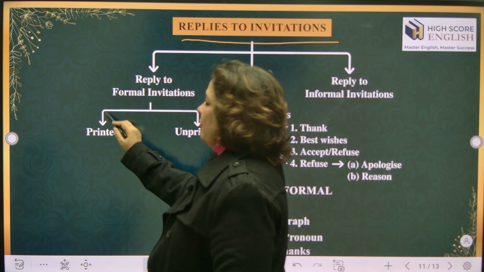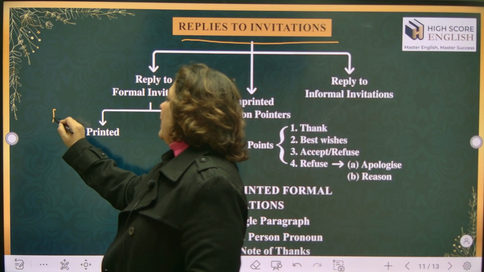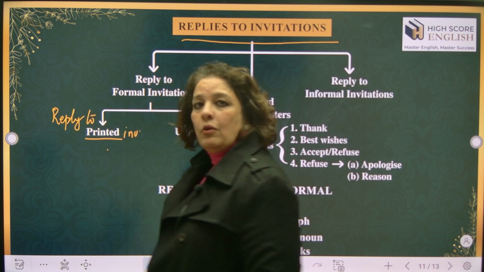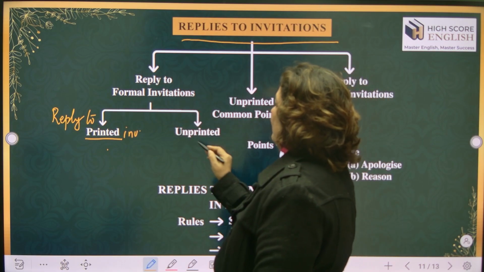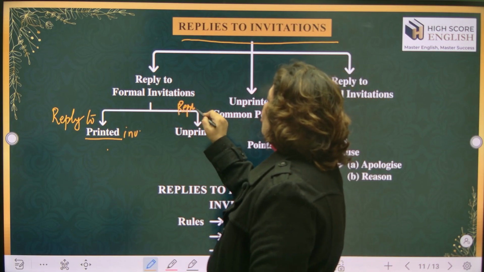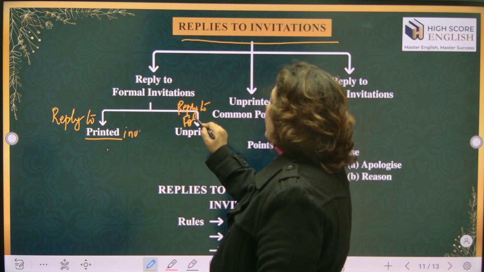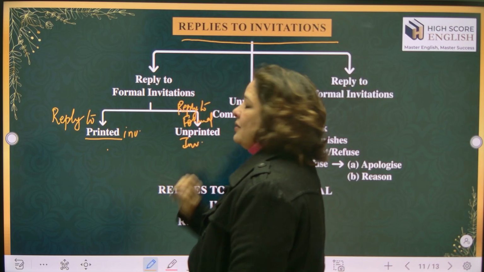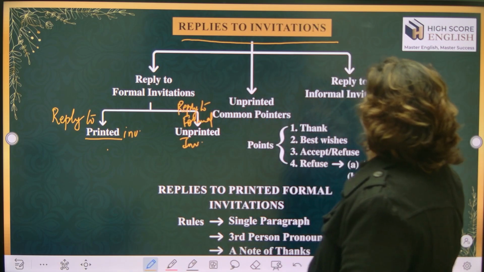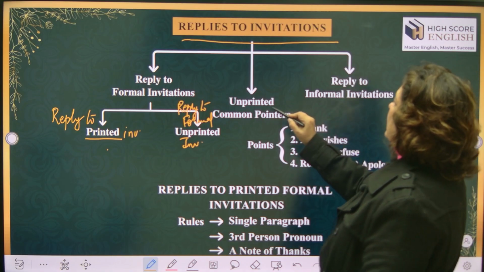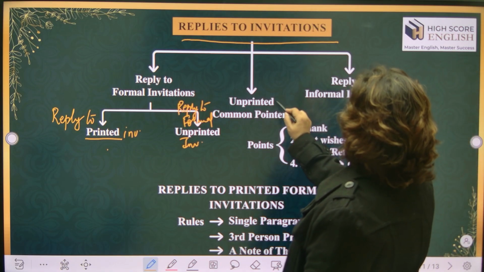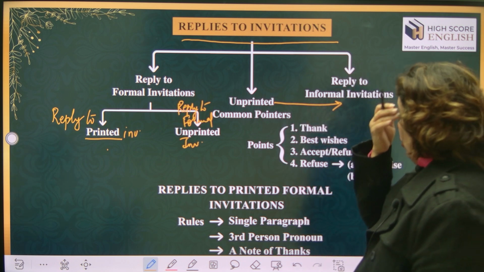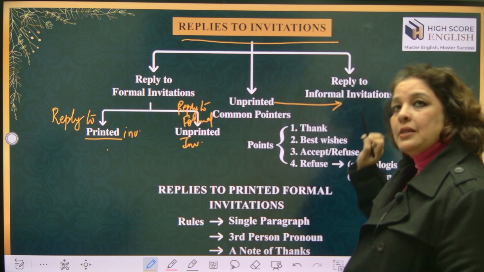Now here it's divided into two. This is reply to printed invitation. And then formal invitation has got the second part, reply to formal unprinted invitation. Formal unprinted invitation. This is the right thing that is there. And this will come as unprinted here. Fine. So some typo error is there, please ignore. So reply to informal invitation is always unprinted.